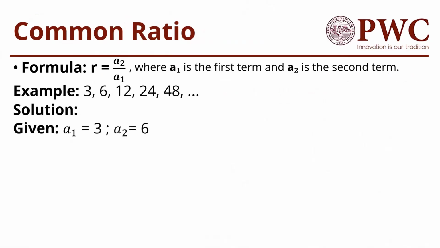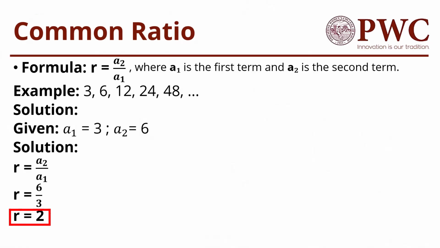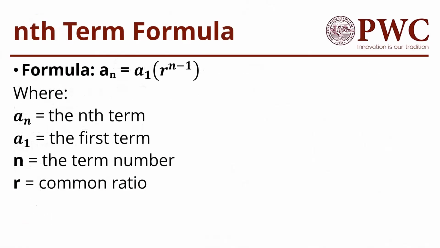We need to list the given information, which is the first term, a sub 1 is equal to 3, a sub 2 is 6. And we know that the formula for common ratio is a sub 2 divided by a sub 1. a sub 2 is the second term, a sub 1 is the first term. So substitute, our second term is 6, our first term is 3. 6 divided by 3, we got 2. That is our common ratio. Now we're done with the common ratio.